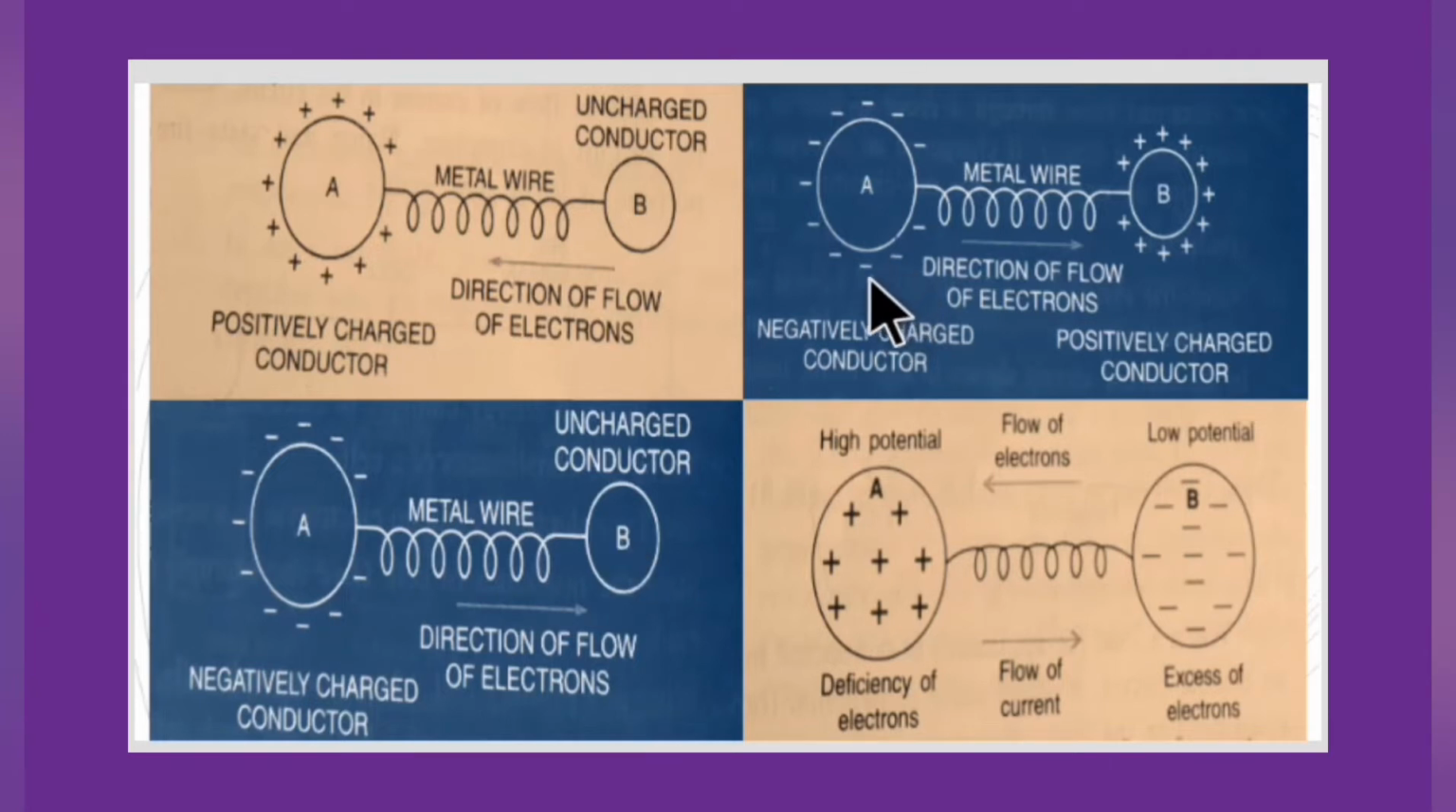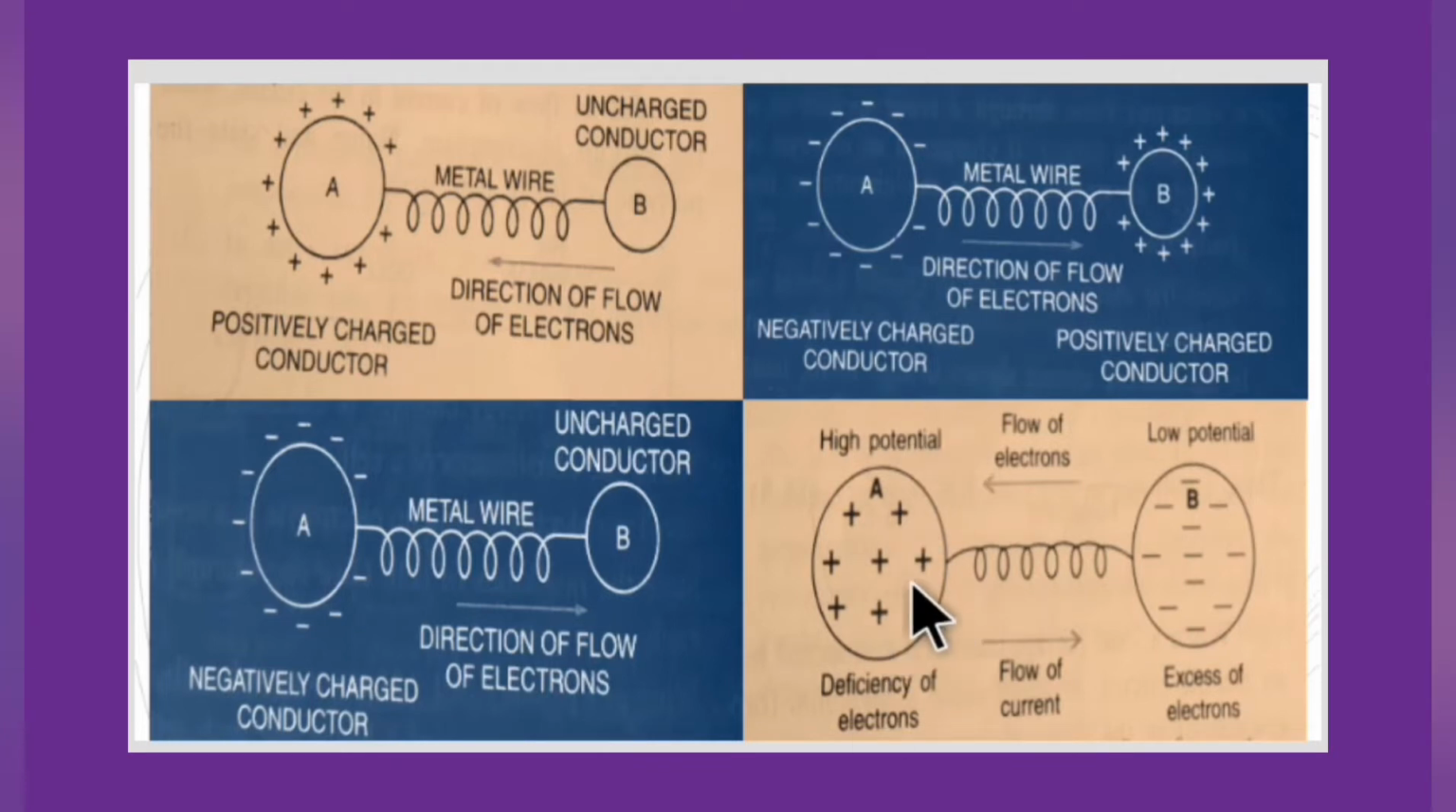In the third case, there is a negatively charged conductor and the other conductor is positively charged. There are two conductors and they are joined by a metallic wire. This time the direction of flow of electrons will be from negative to positive. Actually, the positive charge does not move. It just appears as if it is moving. Okay, so the conventional current is in the other direction.